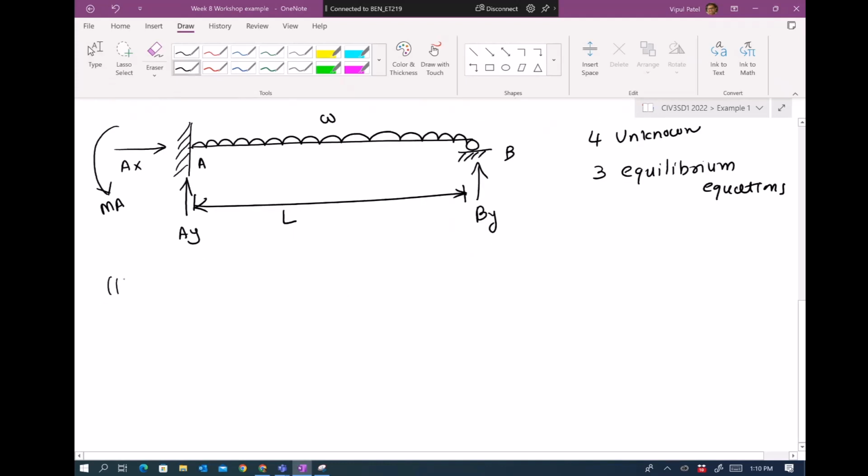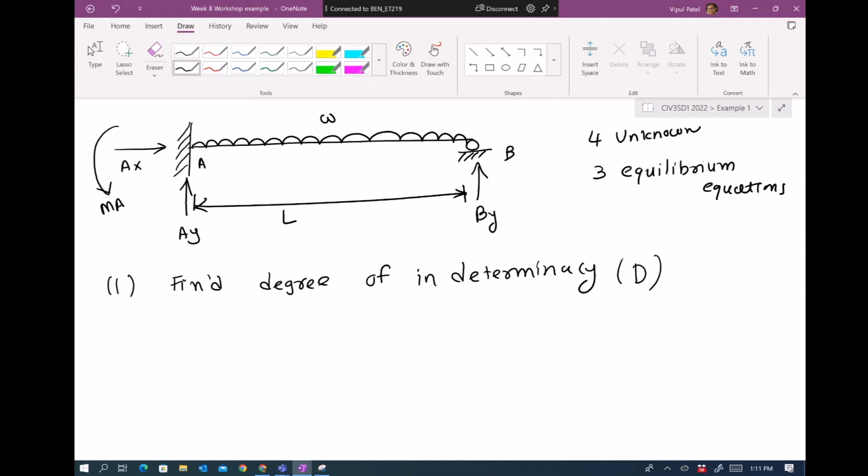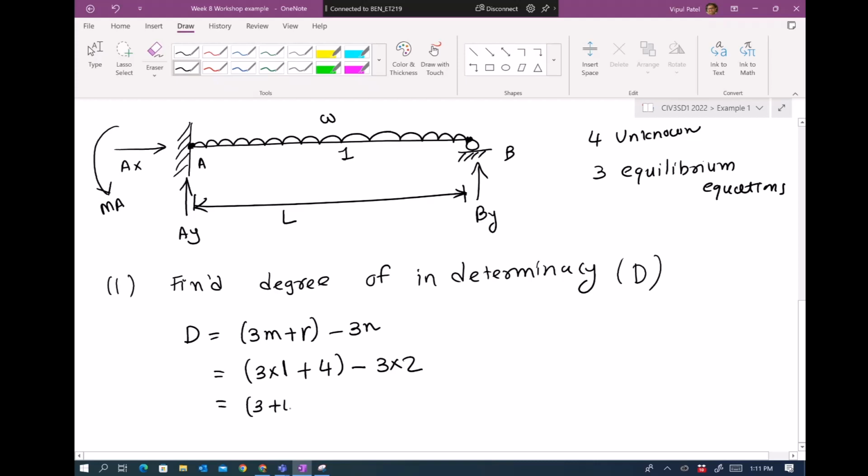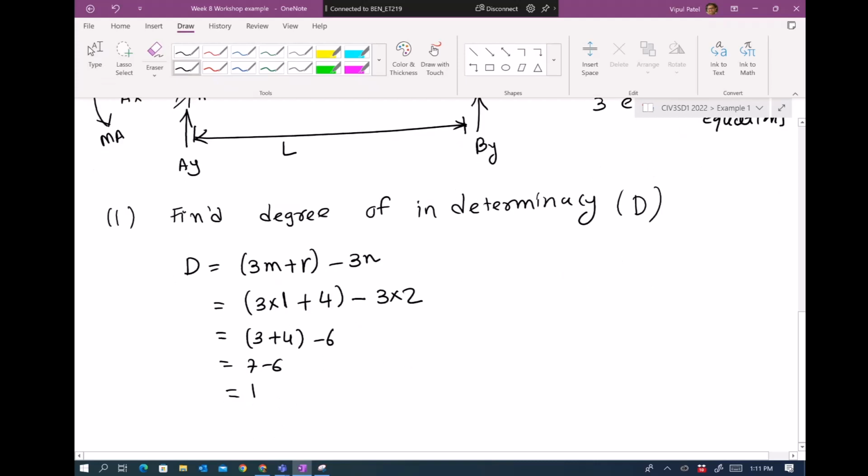So there are various steps that we follow. Step number 1, find the degree of indeterminacy, denoted by capital D. What is capital D? Capital D tells me how many unknown forces are extra, more than the equilibrium equations. So for finding the degree of indeterminacy for a beam, it's 3m plus r minus 3n. That is the equation given in our lecture notes. How many members do you have? You have 1 member. How many reaction forces? You have 4 reaction forces. How many joints? You have joint number 1, joint number 2. 3 plus 4 minus 6, 7 minus 6, degree of indeterminacy is 1.